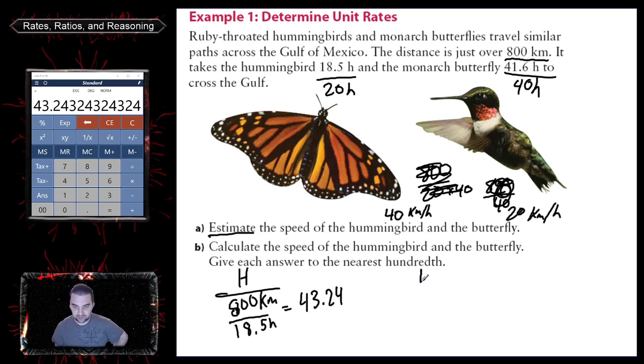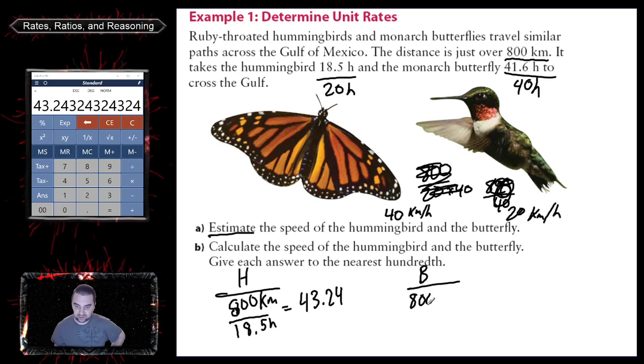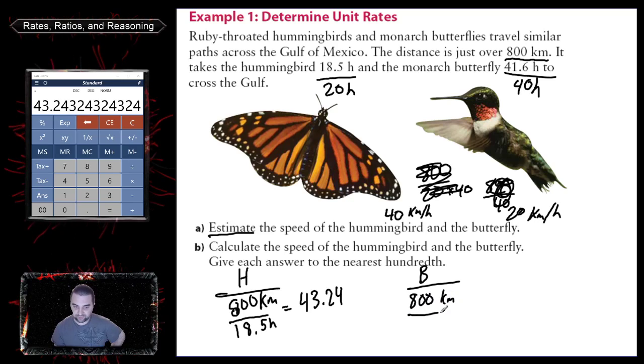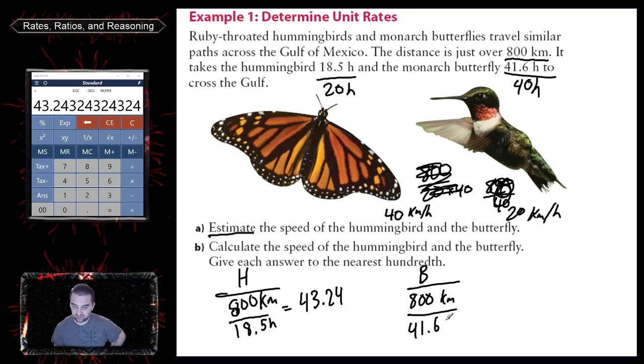Okay. And then I have the butterfly. The butterfly is 800 kilometers divided by 41.6 hours.